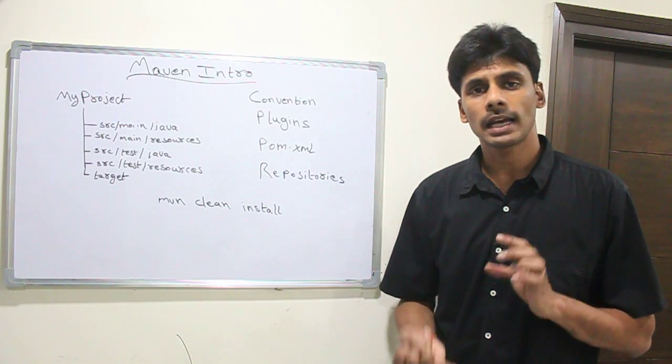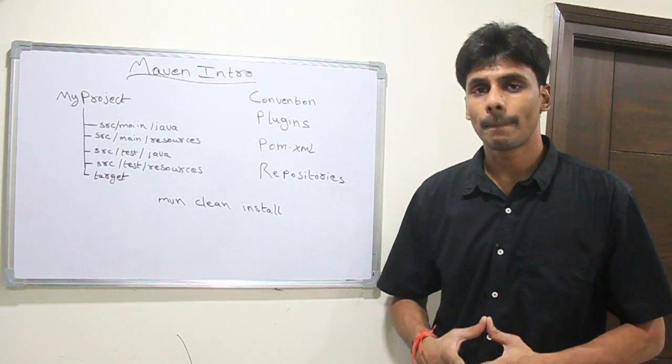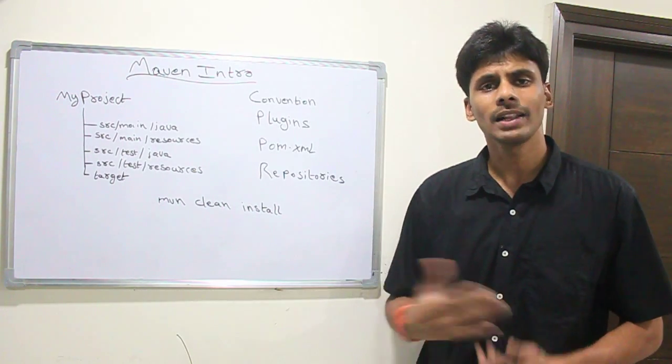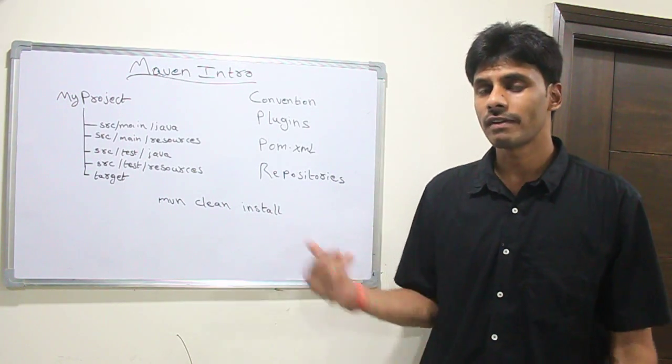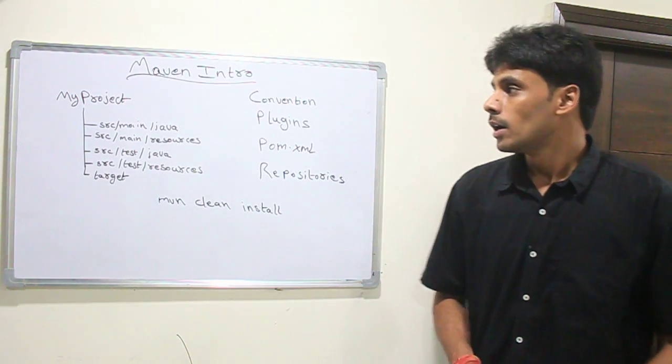Basically, build could be compiling your classes, preparing a package out of these compiled classes, and then even deploying them to the servers, running your tests. All these are a part of build. So Maven automates all that for us with a very minimum convention.